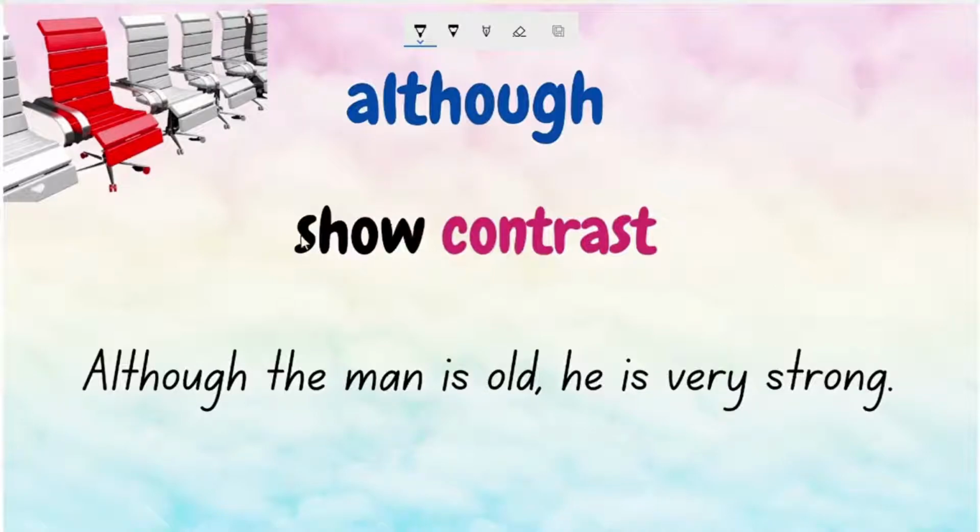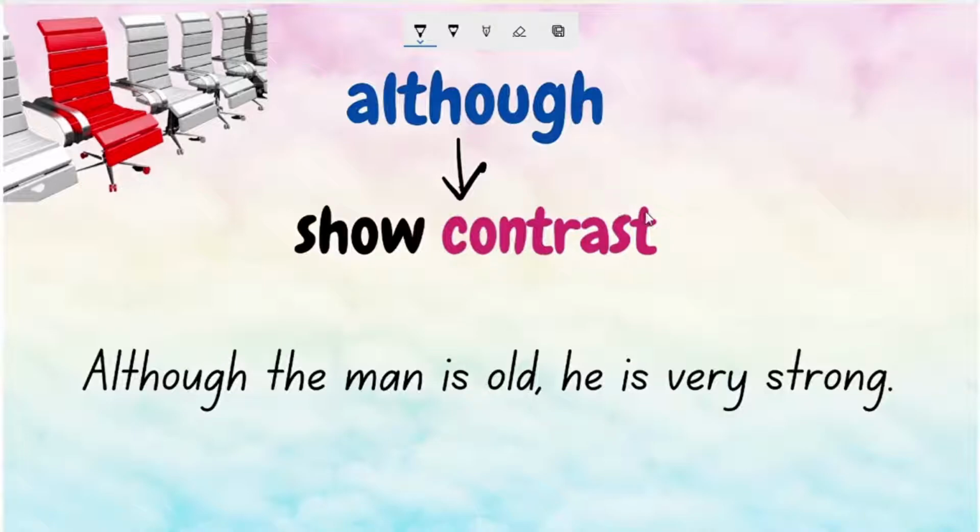Second conjunction for today is although. What is although used for? It is used to show contrast. Show contrast untuk menunjukkan perbezaan or difference in ideas. Percanggahan, perbezaan dalam idea di satu ayat yang sama.